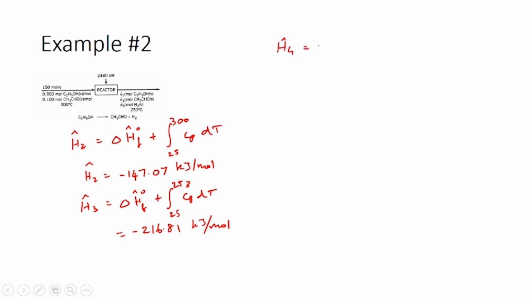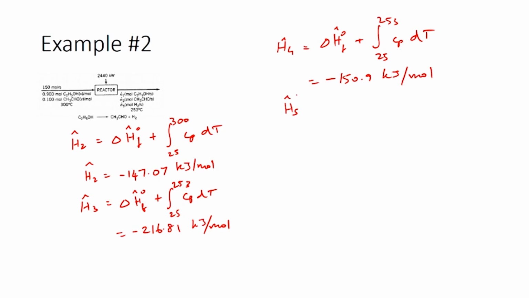So, H4 cap is again going to have heat of formation of acetaldehyde plus integral 25 to 253 Cp of acetaldehyde dT. So, this can be calculated as minus 150.9 kilojoules per mole. The last specific enthalpy that needs to be calculated is H5 cap. So, this is for hydrogen.